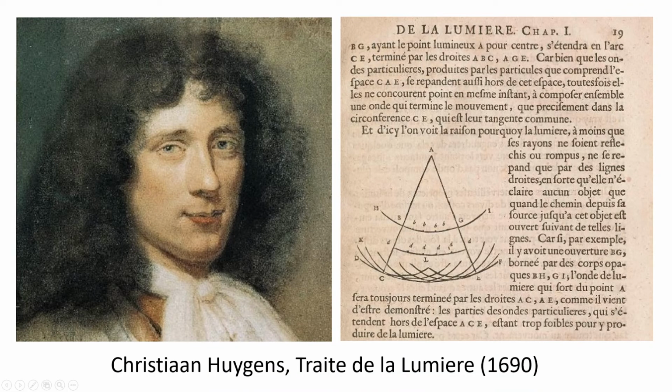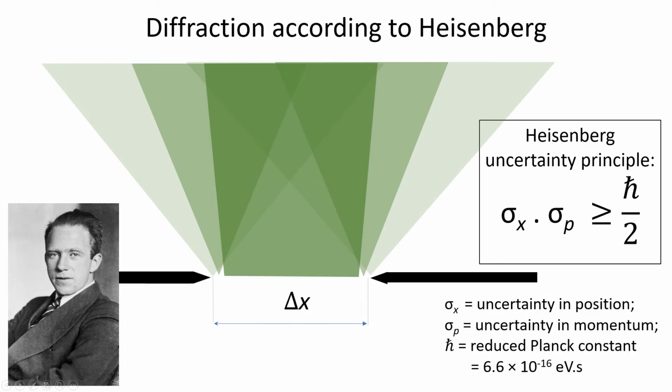Diffraction can either be described in the classical way by the Huygens principle of wave diffraction, or with quantum mechanics by the Heisenberg uncertainty principle. Now, since later in this video I'll discuss the quantum character of light, I will focus on the explanation of diffraction as depicted by Heisenberg.